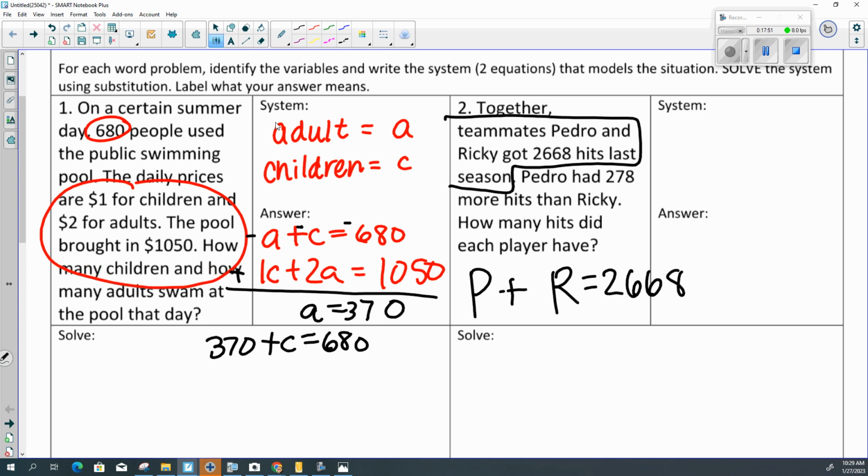Yes. Now you can decide how you want to solve them. Compare with your neighbors. See if you guys are coming up with this second equation. Pedro had P equals. And then what does it mean? 278 more hits than Ricky. We're looking at math symbols.